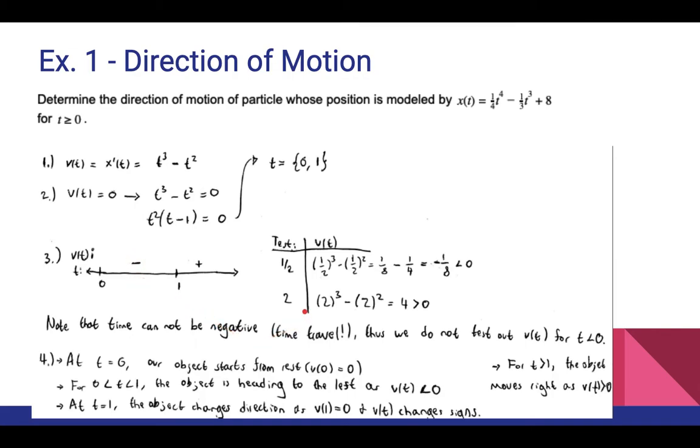Now for our second test point, greater than t equals 1, we can use 2. And we're going to get that the value of our derivative of position, the value of our velocity, is 4, which is greater than 0. So that tells us for t greater than 1, our object is going to be heading to the right. Notice here that we don't test out any points for t less than 0 because the prompt states that t must be greater than or equal to 0.